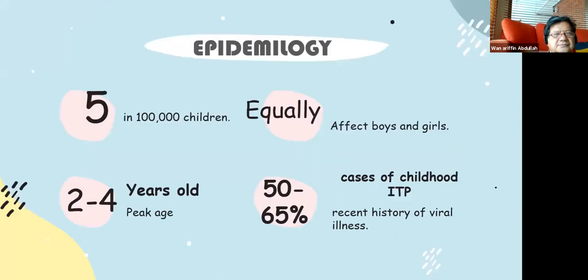So next is the epidemiology of immune thrombocytopenia. It affects about 500,000 children in Malaysia. It's also said to be the most common cause of asymptomatic thrombocytopenia in children. It equally affects boys and girls. The peak age is 2 to 4 years old, but it generally can affect from 2 to 10 years old. And about 50 to 65% of cases of childhood ITP present with a recent history of viral illness.